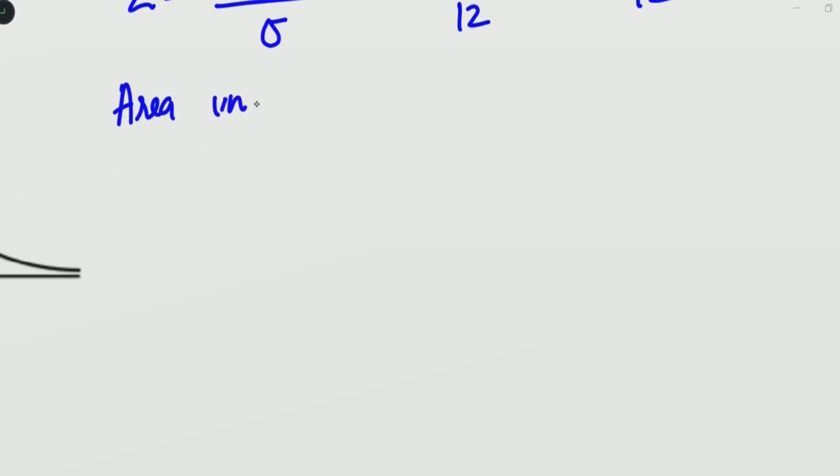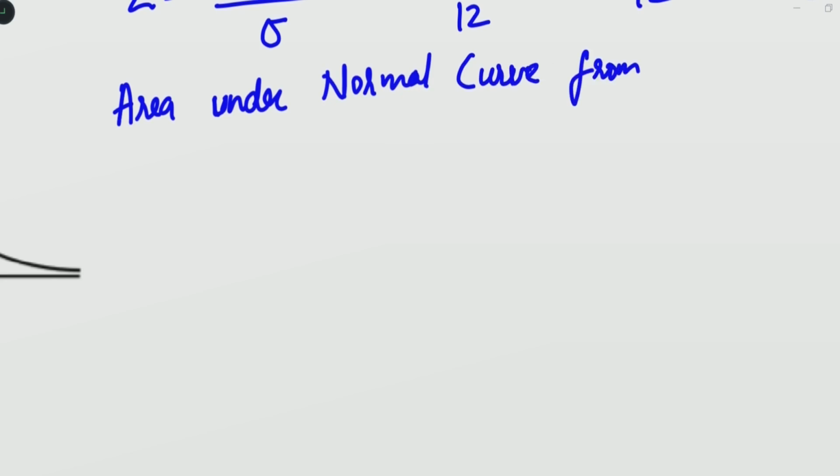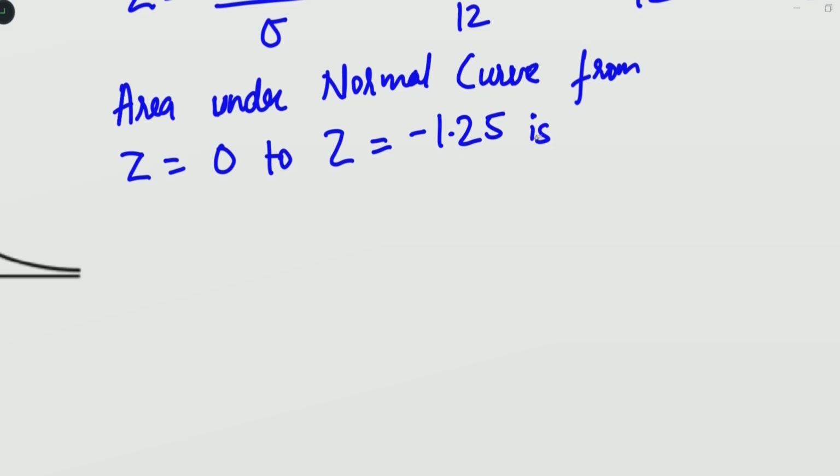Okay. So I will write this. Area under normal curve from z equal to 0 to z equal to, you can write 1.25 or negative 1.25, it's going to be one and the same, is given as. Now how do you write that area?